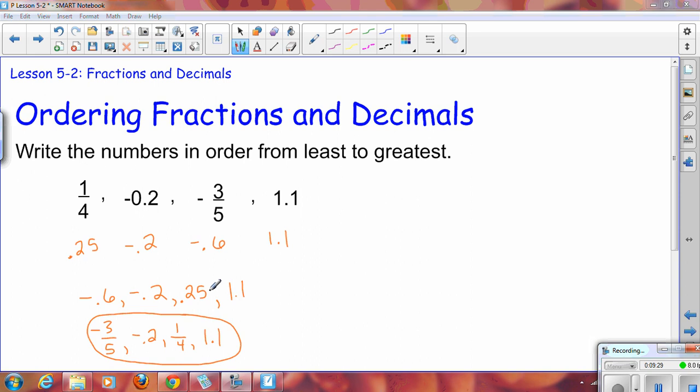Okay, first thing we did was turn them all into decimals. 0.25, negative 0.2, negative 0.6, and 1.1. Then we put them in order. Negative 0.6, negative 0.2, 0.25, 1.1. Then we put them back in their original format, negative 3/5, negative 0.2, 1/4, and 1.1. When you do ordering of decimals and fractions, put them all in decimal form, put them in order, then put them back in their original form, so that we know what the correct answer is.